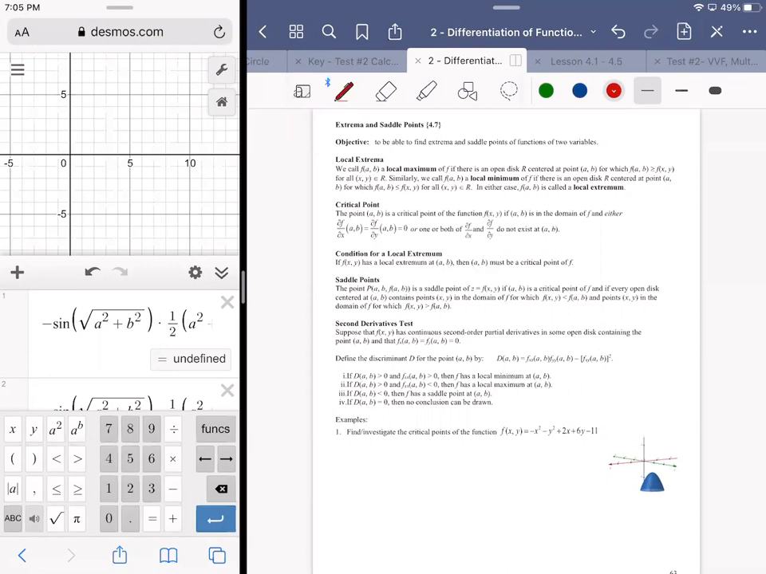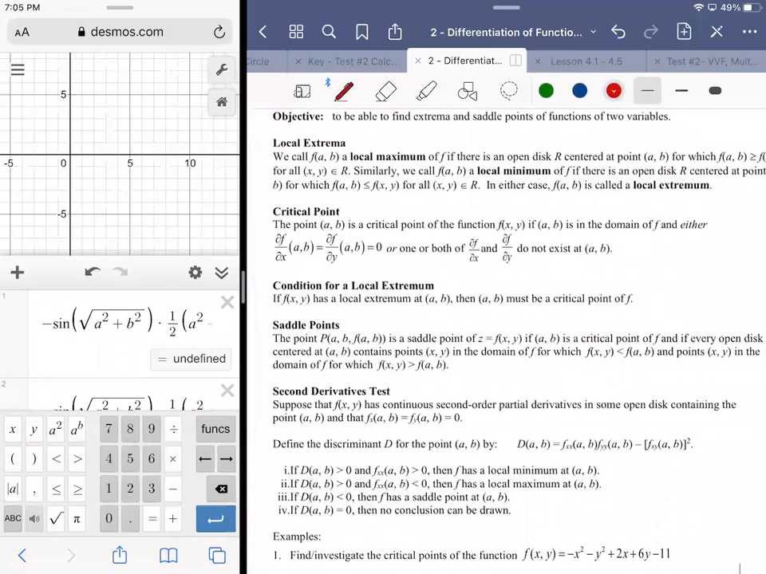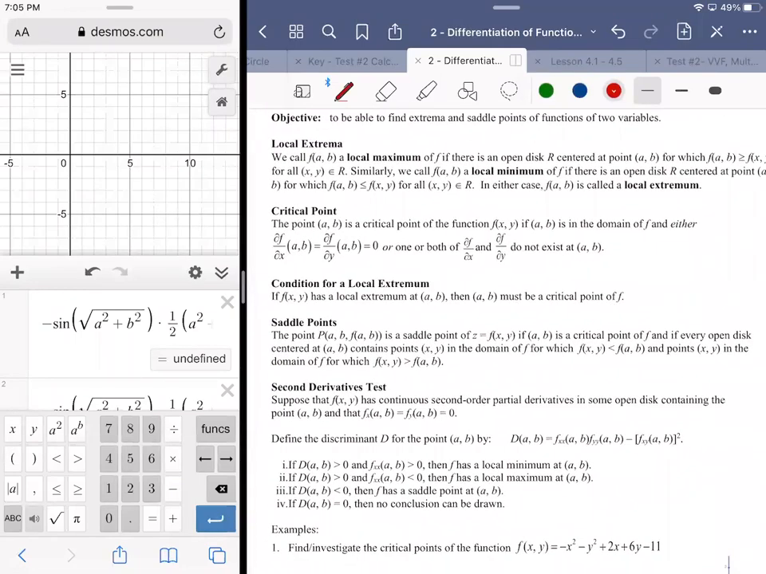What we can do first when we talk about extrema, and you can read the whole blurb about local extrema, but it's basically, if you think about it the way you did in single variable calculus, it's the high point, the low point, top of the hill, bottom of the valley. Same idea, but in 3 dimensions. The critical point takes on a little bit of a different meaning here. The point is critical if both partials are equal to 0, or one or both of the partials do not exist. That would make your point critical, right?